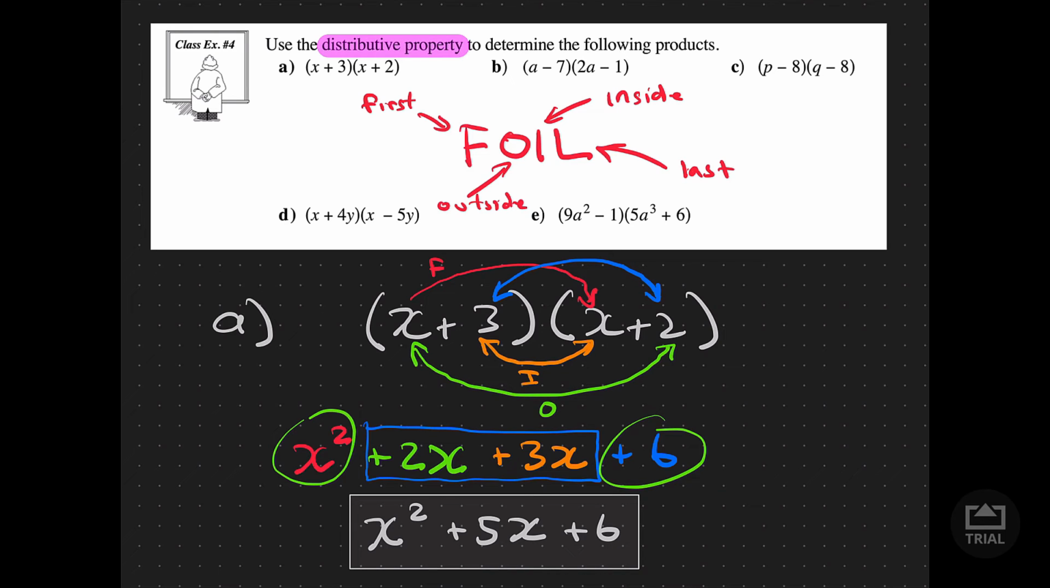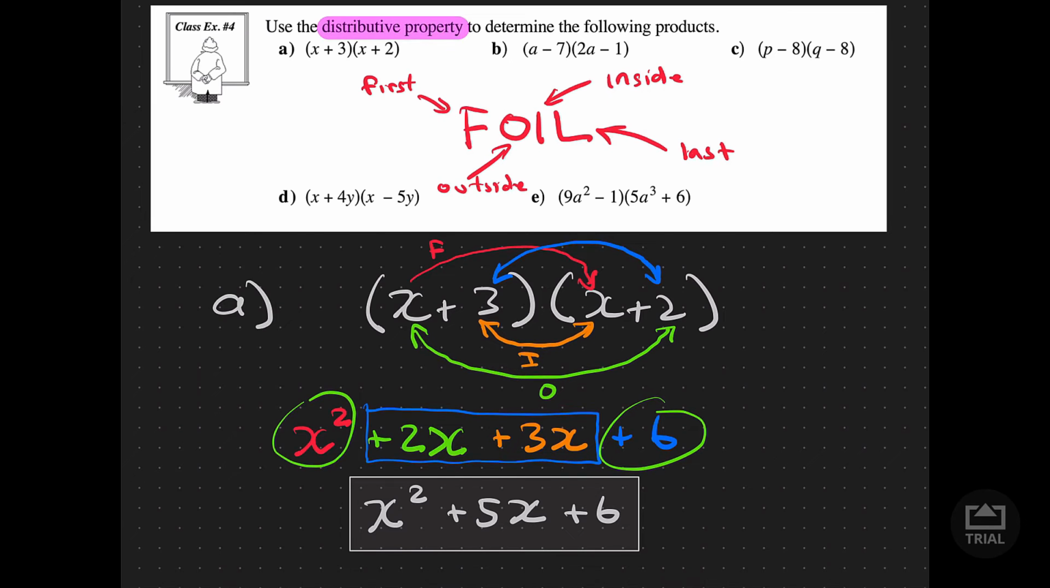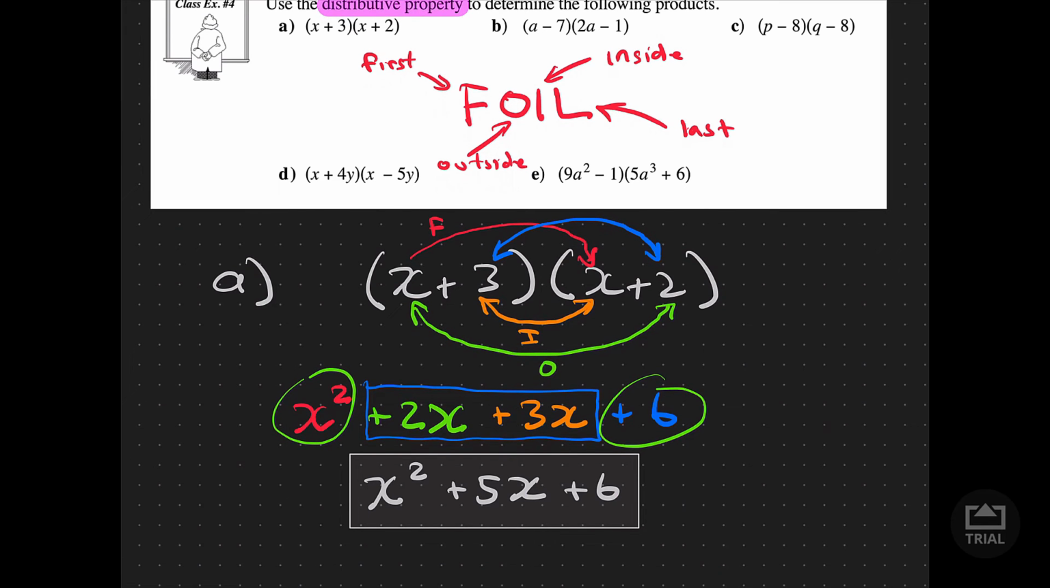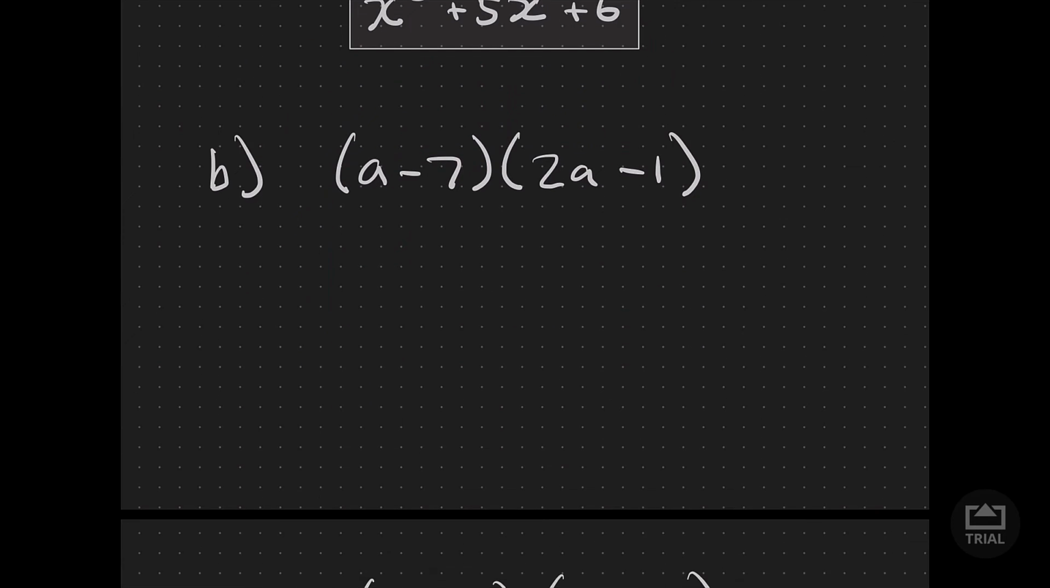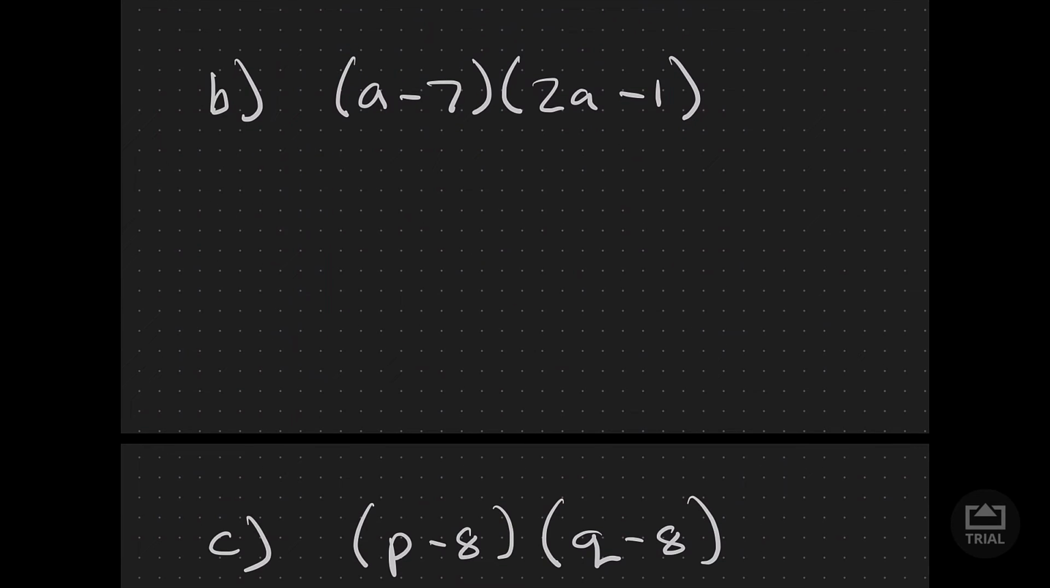Okay, now let's move down to the next one and complete this not using the area diagram, but using the distributive property, also called FOIL sometimes. Okay, so let's do this one. A minus 7 times 2a minus 1. So we want to deal with the first ones first, which is a times 2a, which is 2a squared. Then we want to do the outside, which is going to be the a times the negative 1, so that will be minus 1a.